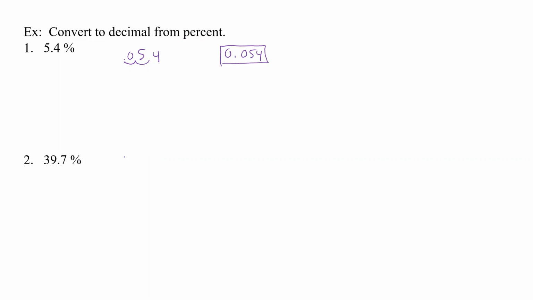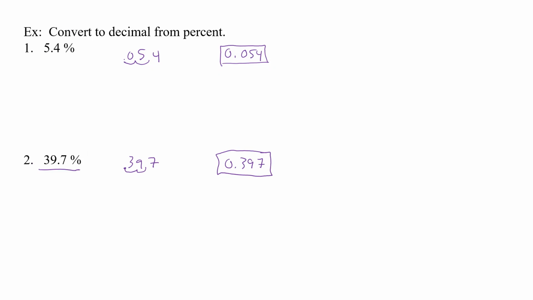Same thing goes here on the next one. We're going to drop a percent, 39.7. We're going to move our decimal 2 places to the left, 1, 2. And so now we have 0.397, and that's going to be my decimal equivalent to 39.7%.